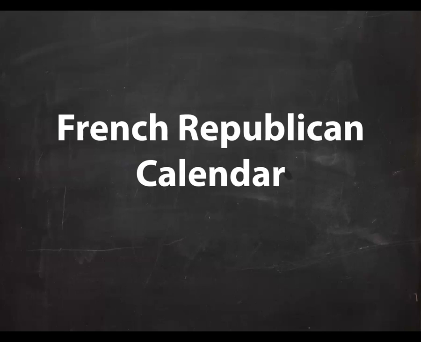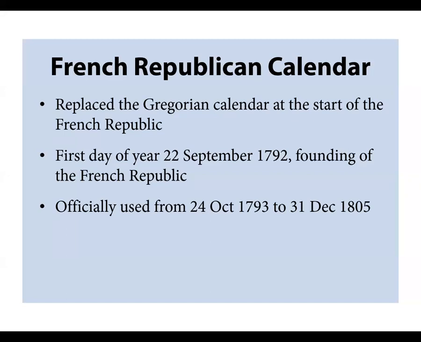However, there's this little dust up in France, the French Revolution, and it results in them kind of stepping away to the French Republican calendar. It replaced the Gregorian calendar at the start of the French Republic. So basically, it was officially used from the 24th of October, 1793 to the 31st of December, 1805, but they backdated and made the first day of the year, 22 September, 1792, the day of the founding of the French Republic.